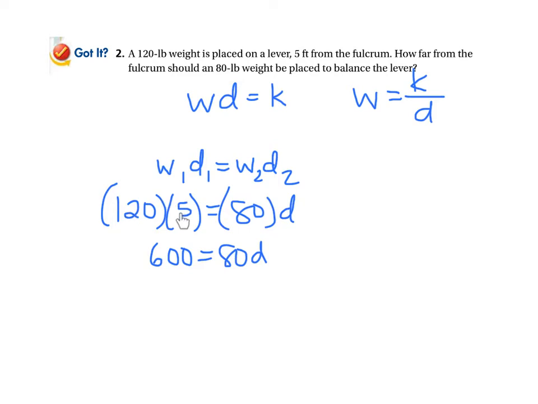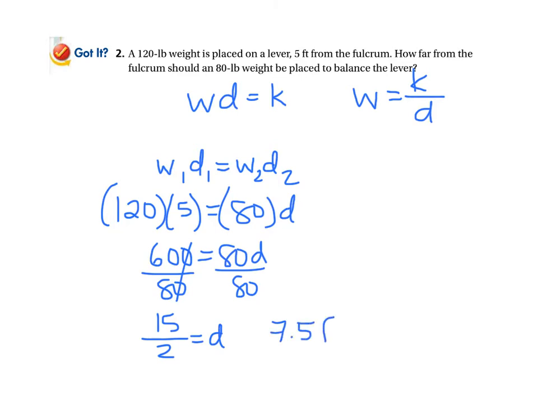120 pounds is 5 feet away. If it's lighter, it should be further away. Okay, heavier was closer, lighter, further away. So let's go ahead and solve it by dividing by 80. 600 divided by 80, well, it's 60 now divided by 8, so that's 30 over 4. That's 15 over 2, or 7.5. So that distance for that other weight would be 7.5 feet.